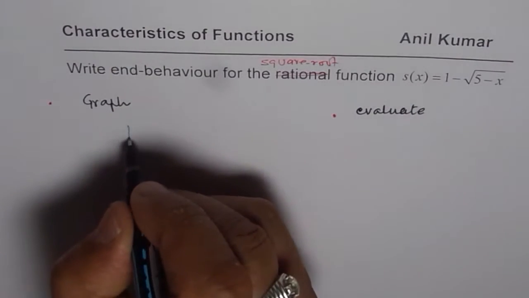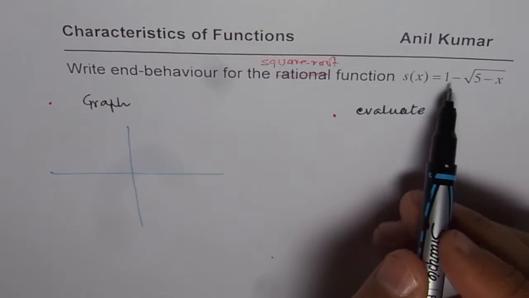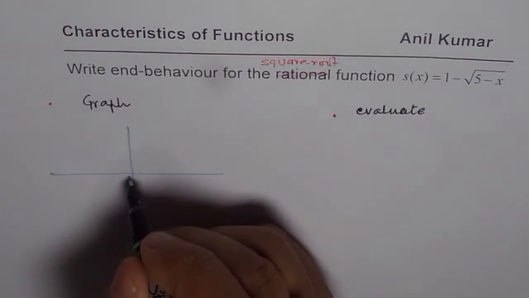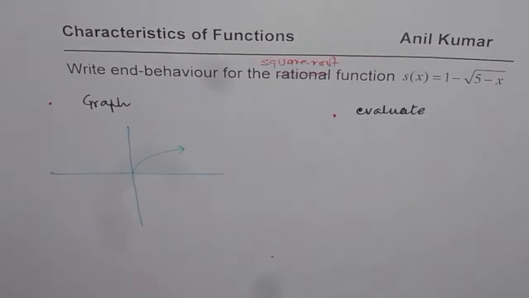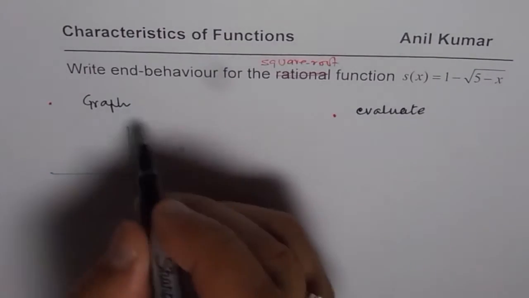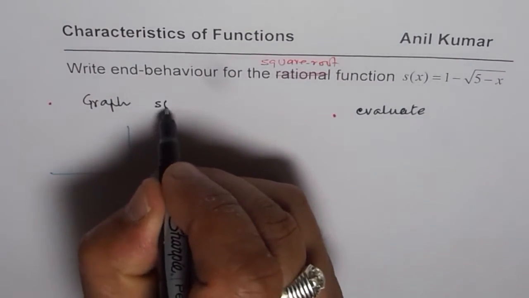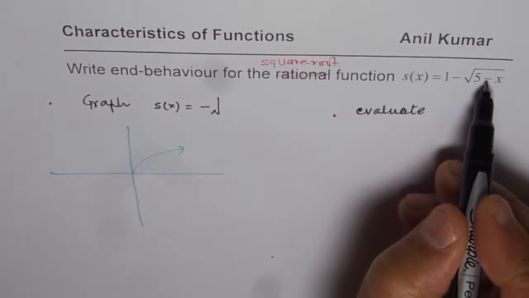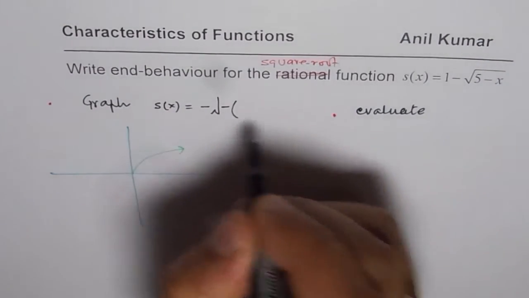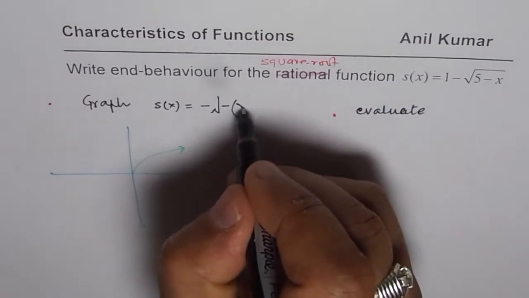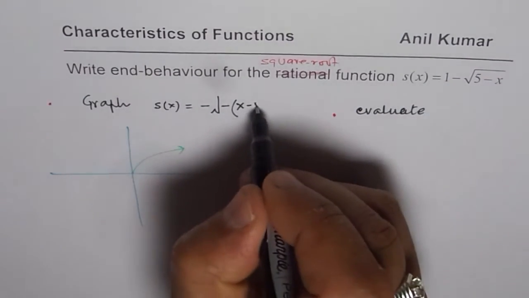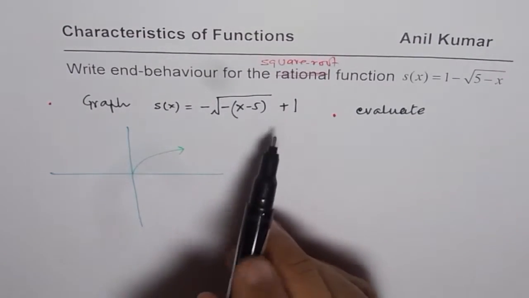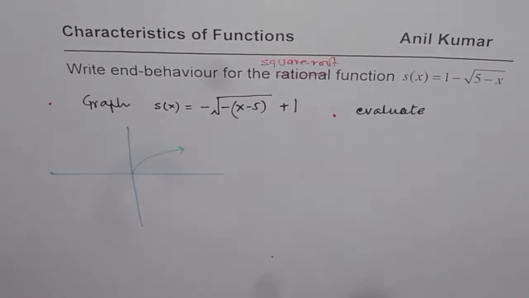First, let me sketch the graph of this function. It is a square root function, as you know, which has been transformed. So this is a square root function. Let me rewrite this function. It can be written as s of x equals minus square root of, it's better to write minus as factored out. So when you factor out minus, you get x minus 5, right? And then plus 1. It is very important to understand this transformation also.